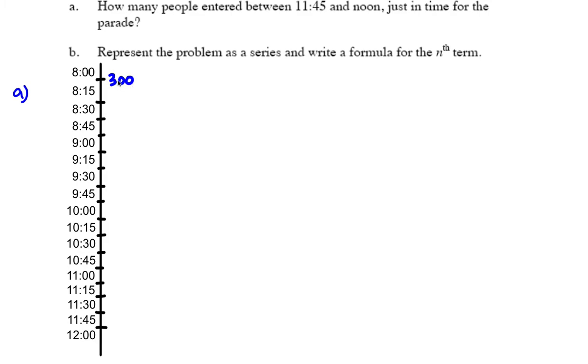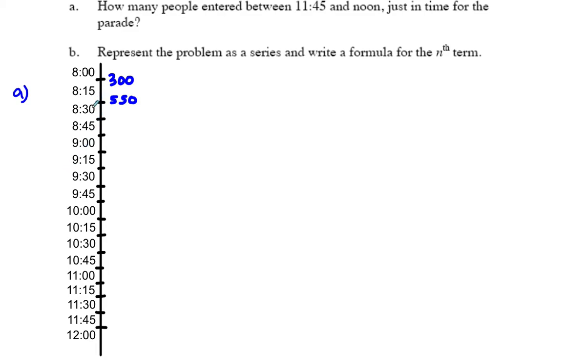the park. So if 300 people entered between 8 o'clock and 8:15, then at 8:15 we've got 300 people. Now, in the time window between 8:15 and 8:30, we've got 300 more people coming in, plus 250 more people in addition to that. So between 8:15 and 8:30, we're going to have 550 people enter the park in that 15-minute window.